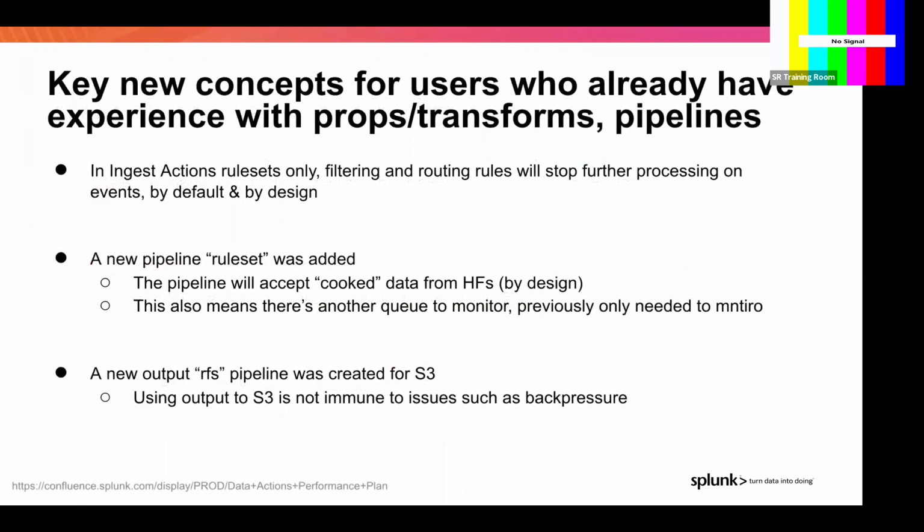So just to summarize everything we just said, one of the new things about rule set is the stop processing if, that you can stop processing rules. We've added a new rule set pipeline, which unfortunately means there's one more thing that you have to monitor, but it does support Ingest Actions functionality. And there's a new RFS pipeline that was created for operating the S3. And even though it's a separate pipeline, you still have to worry about back pressure issues if there's, say, a write problem to S3.